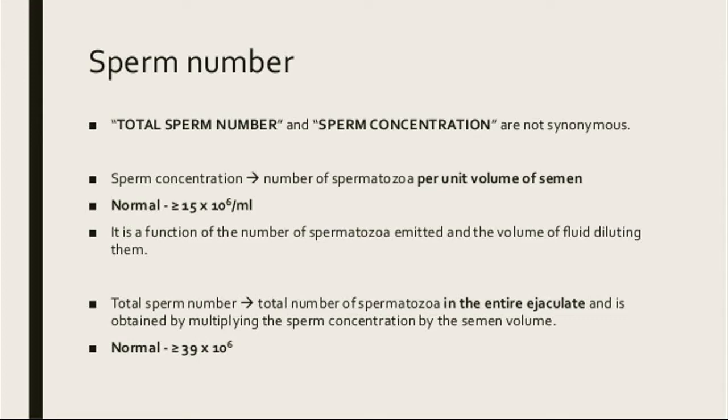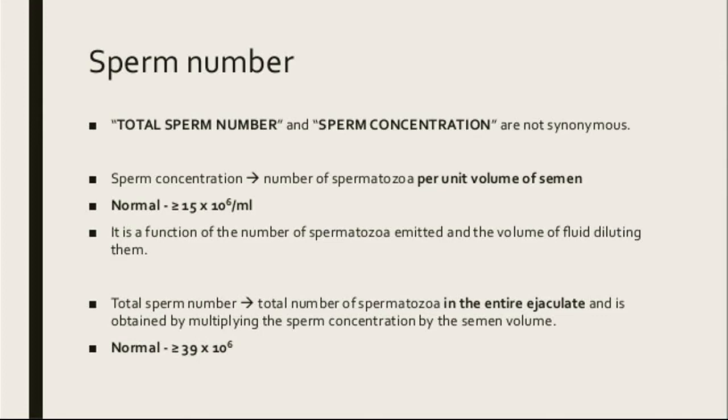Normal value is more than or equal to 15 into 10 to the power 6 per ml. It is a function of the number of spermatozoa emitted and the volume of fluid diluting them.